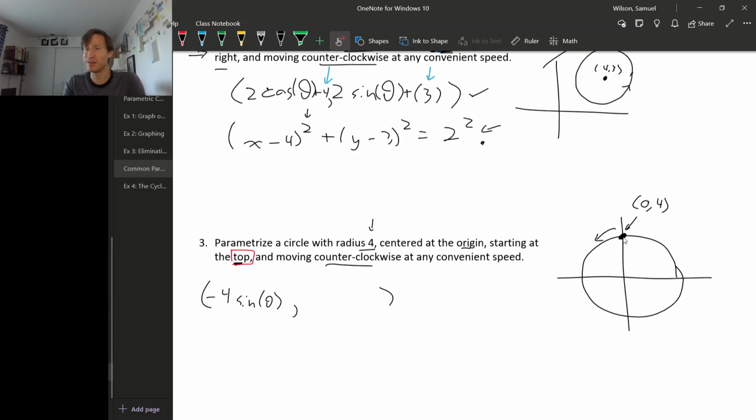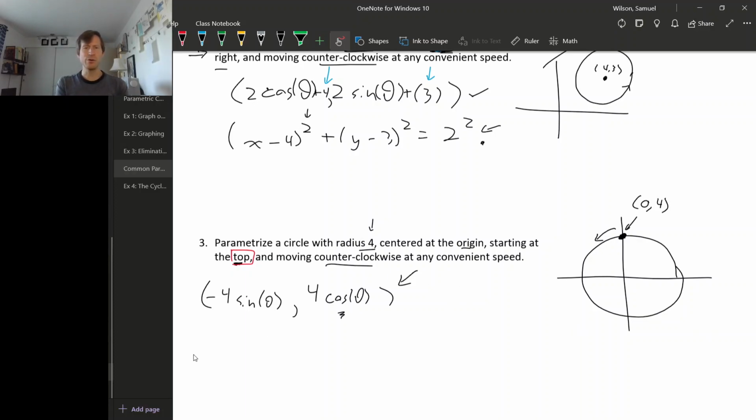Now the y-coordinate needs to start at the top, and between sine, cosine, minus sine and minus cosine, it's cosine that starts at the top. So cosine theta. The y-coordinate starts at the top and initially decreases, but that's what cosine does. So we'll use a positive cosine. Of course, to get the radius to be 4, we have to put a 4 there. All right, so this is one way that will work. This parametrizes this circle starting at the top and going counterclockwise.